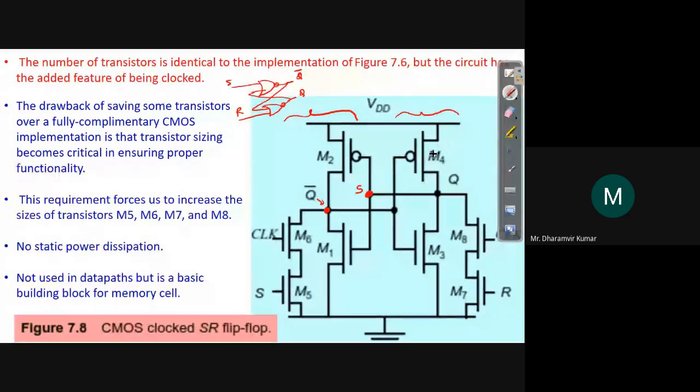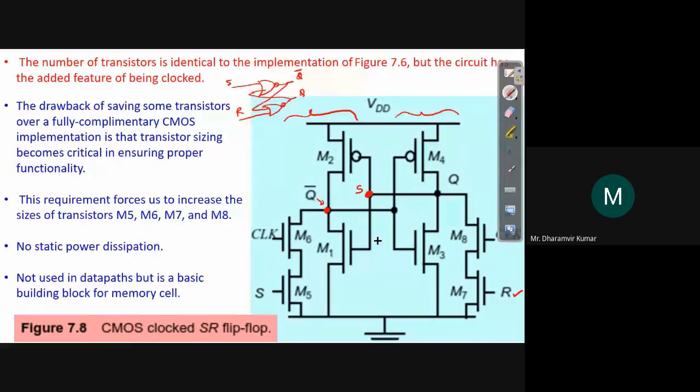This is one PMOS, and then look at M3 and M4. M4 and M3 are forming one inverter. Since this is a NOR gate, and in a NOR gate we know that in the pull-down network the devices are connected in parallel, M3 is connected in parallel to M7, which is actually the input R. This is for the lower NOR 2 gate.